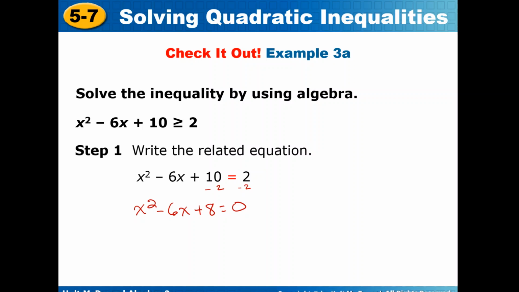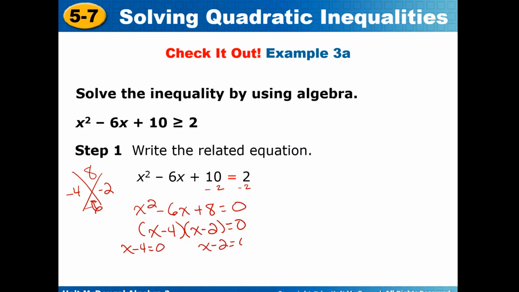Now I'm going to factor this out. I want to find two numbers that multiply together to get 8 and add together to get negative 6. Well, I know that could be negative 4 times negative 2. They multiply together to get positive 8 and add together to get negative 6. So I have x minus 4 times x minus 2 equals 0. So either x minus 4 has to equal 0 or x minus 2 has to equal 0. So x is going to equal 4 and x is going to equal 2.